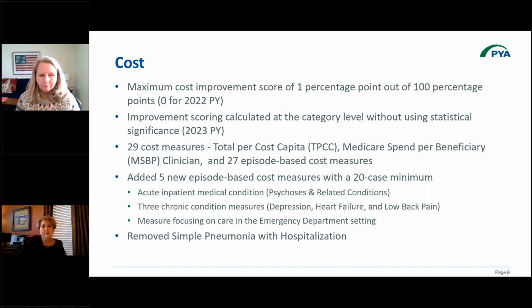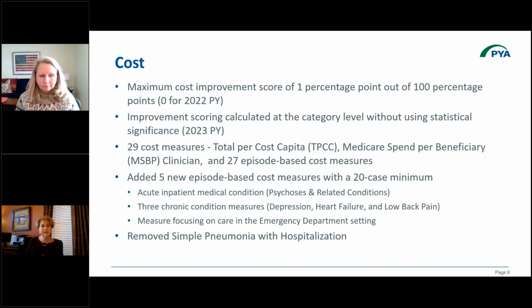There are 29 cost measures. You see 2 that are, I'm going to say, applicable to everybody, most everybody, provided you meet certain minimums: the total per capita cost, and then the Medicare spend per beneficiary clinician. And then there are 27 episode-based cost measures. In 2024, they've added 5 new measures that have a 20 case minimum. You see those here that are related to psychosis and related conditions, depression, heart failure, and low back pain, and then focusing on care in the emergency department setting. And then they also removed simple pneumonia with hospitalization.